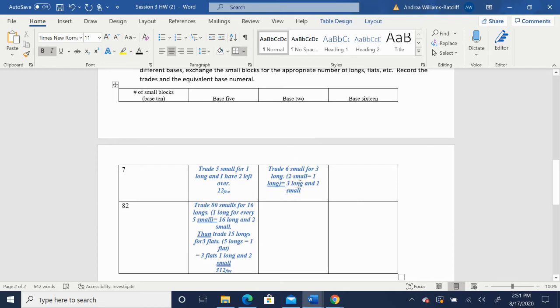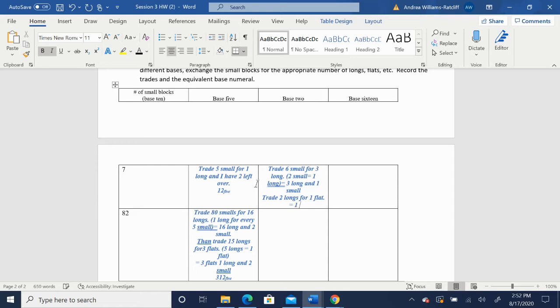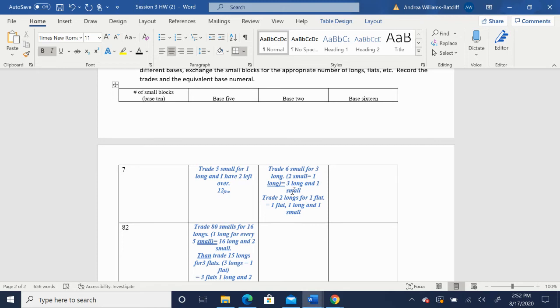Now, I still can't stop here because this is bigger than 1. So I'm going to now trade 2 longs for 1 flat, because I'm in base 2, so I get 2, I trade up. That leaves me 1 flat, 1 long left over from before. I only took 2 of these, and 1 small. So as a numeral, we've got 1, 1, 1, and this would be in base 2.